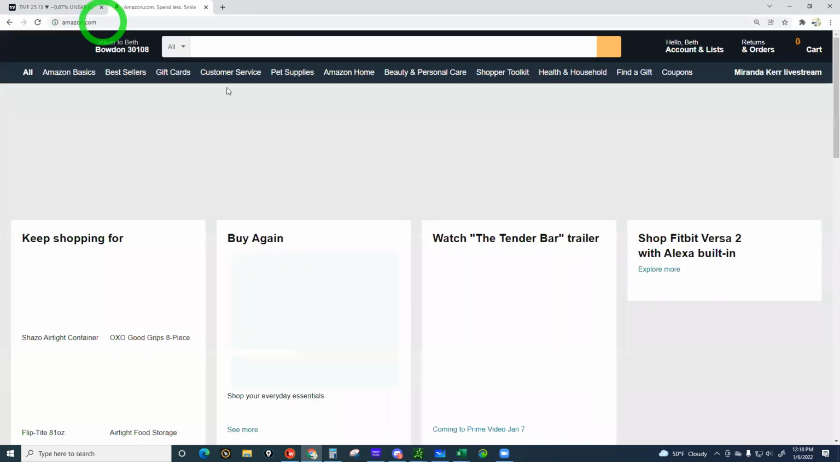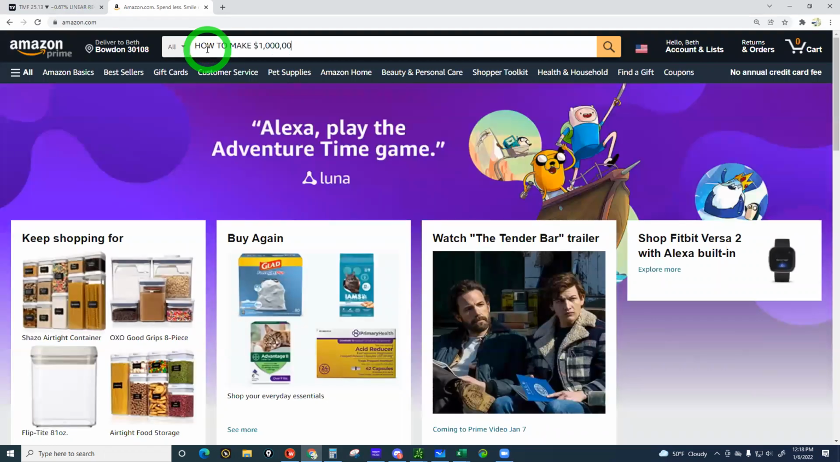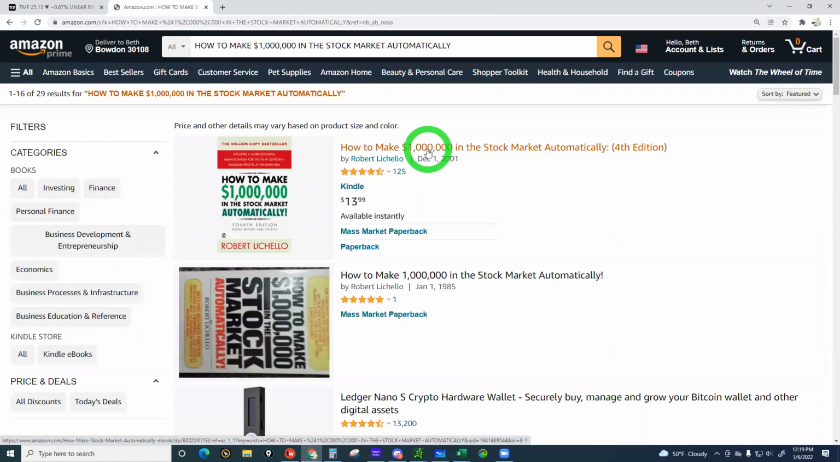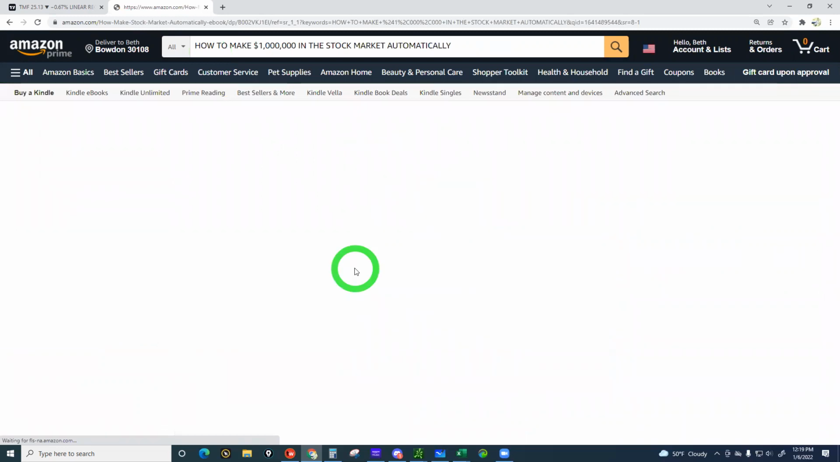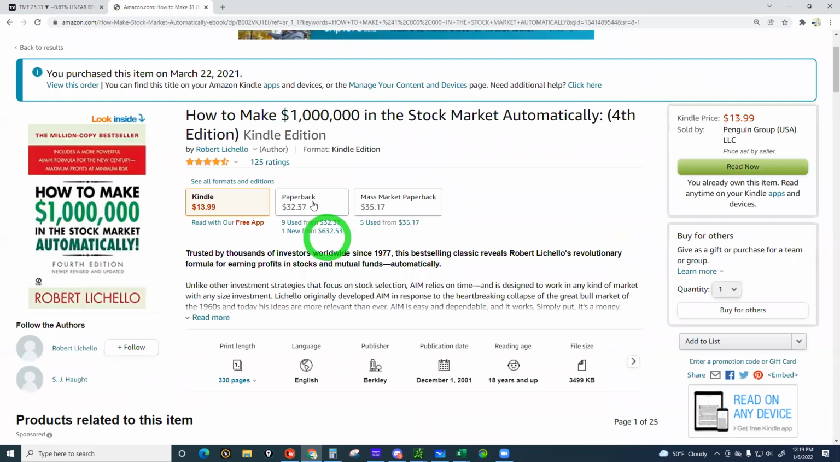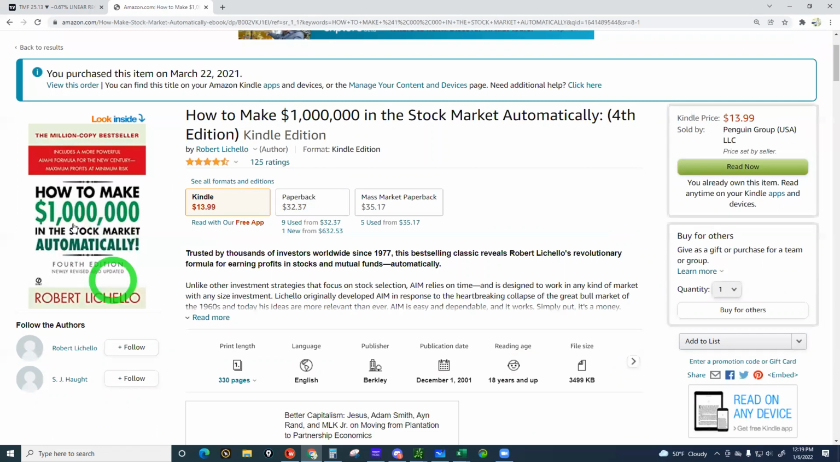Here we go. So, $1 million into the stock market automatic. And read this book, I highly recommend it. It is the most significant book that I read in the last year. And you can get it for $13 on Kindle. There you go, right here. Or you can buy the paperback, whatever you want to. But it's How to Make $1 Million in the Stock Market Automatically by Robert Lucello.